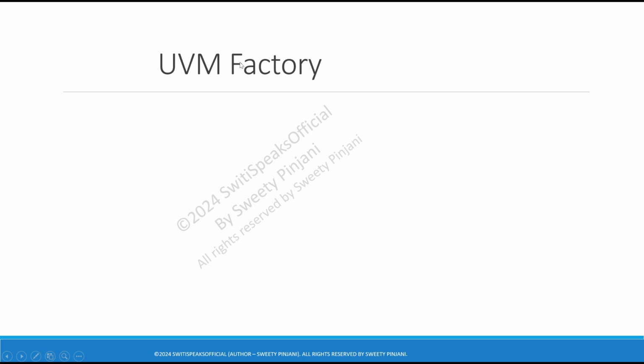In simple English words, what is factory? Factory is something where manufacturing happens. What kind of manufacturing can happen in UVM? Think. What are the things in UVM? We already saw in the previous lecture. First thing is components. UVM has a lot of components like driver, monitor. All these are components. They need to get manufactured.